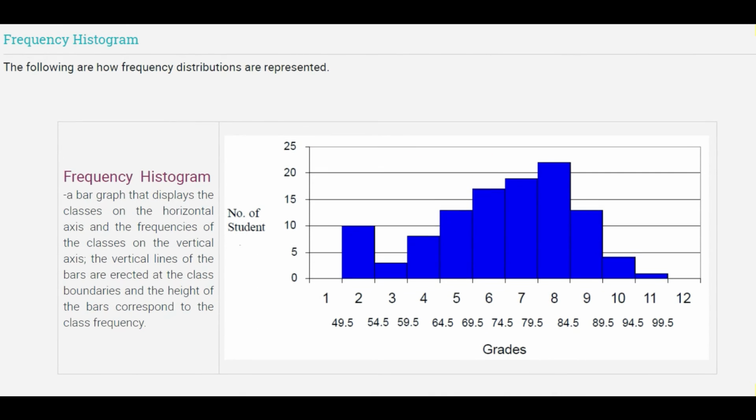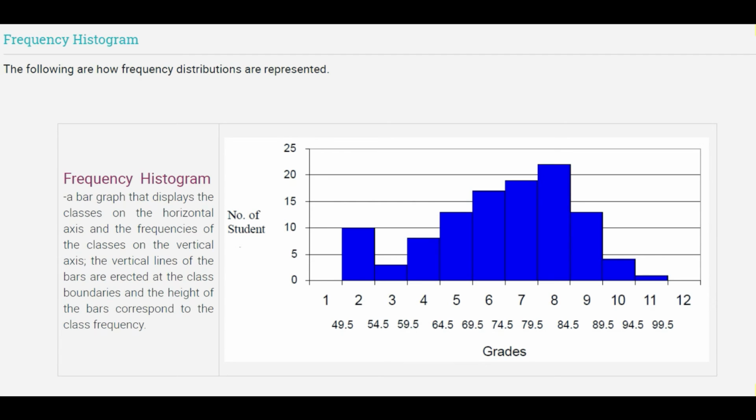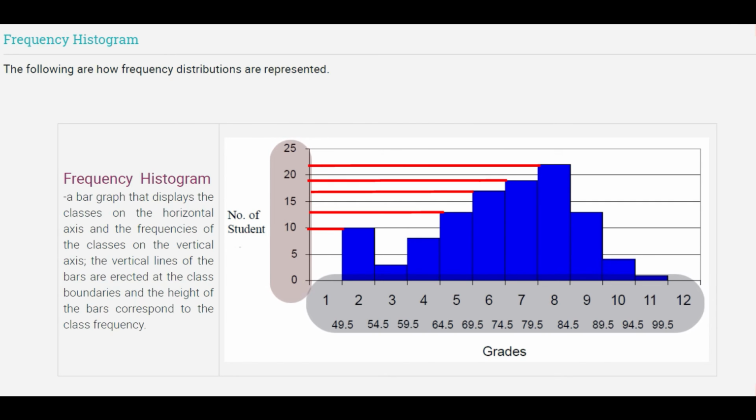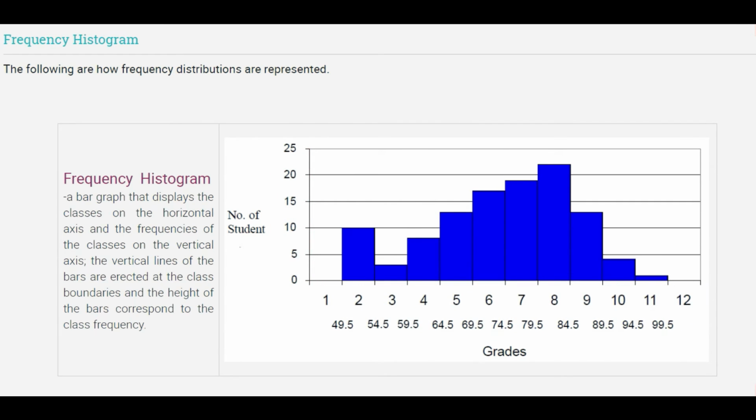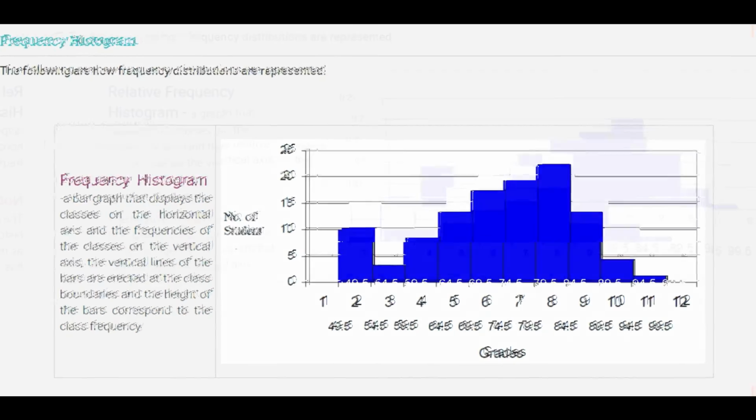We have the frequency histogram. This is a bar graph that displays the classes on the horizontal axis and the frequencies of the classes on the vertical axis. The vertical lines of the bars are erected at the class boundaries, and the height of the bars correspond to the class frequency. So this is the frequency histogram of our given dataset. Set up first the class boundaries here and the frequencies here in the vertical axis.